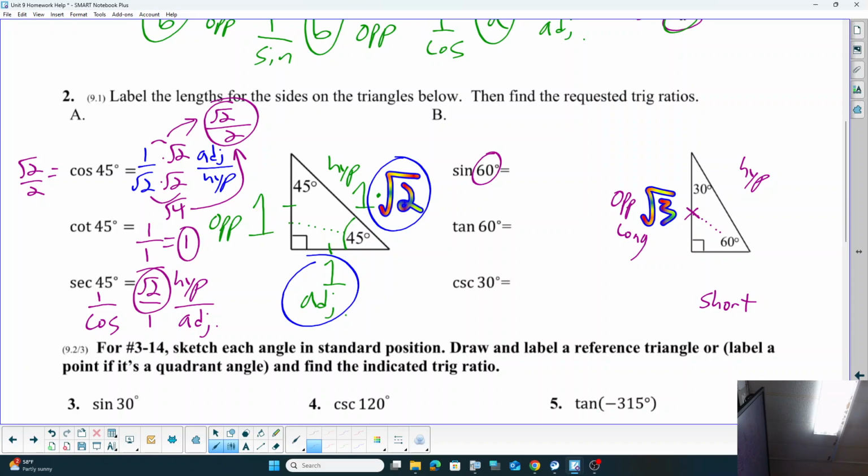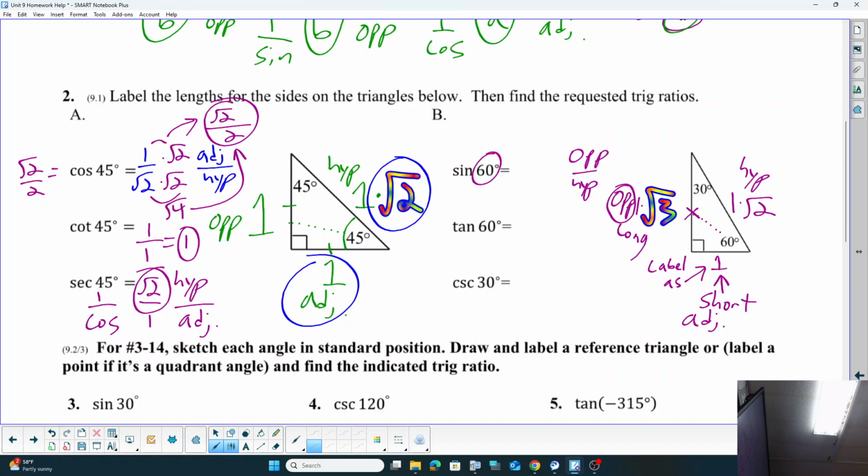So the short leg we're always going to label as 1. And this will be 1 times radical 3, and this will be 1 times radical 2. Okay, so this will also be from the 60 degrees, the opposite side. So opposite, this will be the adjacent, this will be the hypotenuse. So we're doing sine. So sine is opposite over hypotenuse.